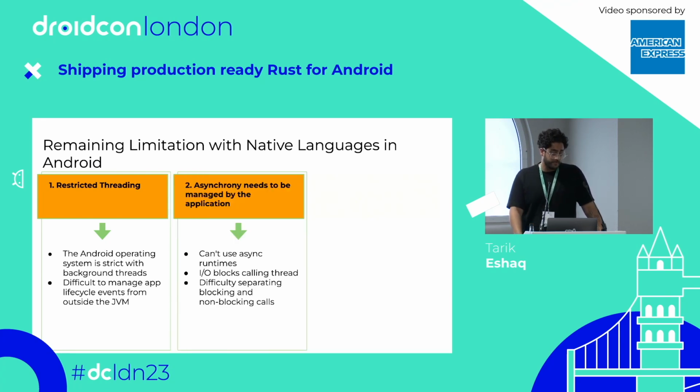Second problem is that the asynchrony needs to be managed by the application. We can't use async runtimes because otherwise you'd have to ship an async runtime with Rust, and that's the whole reason we're picking Rust in the first place. That means that any I/O, and we have that in practice, any I/O that runs in Rust would have to block the calling thread. This can cause a lot of problems. Every Android engineer knows that you do not block the main thread. That's the one thing you cannot do.